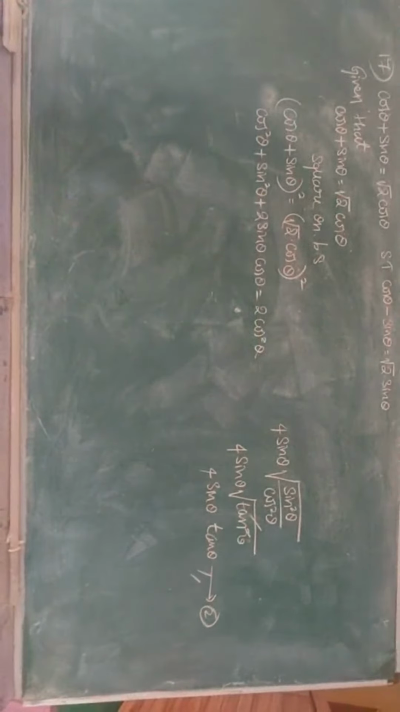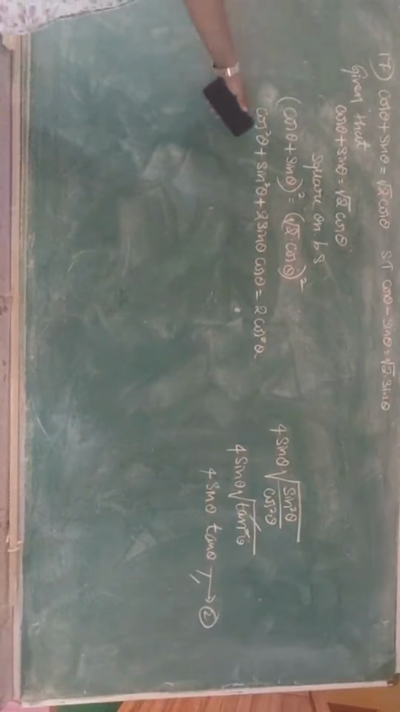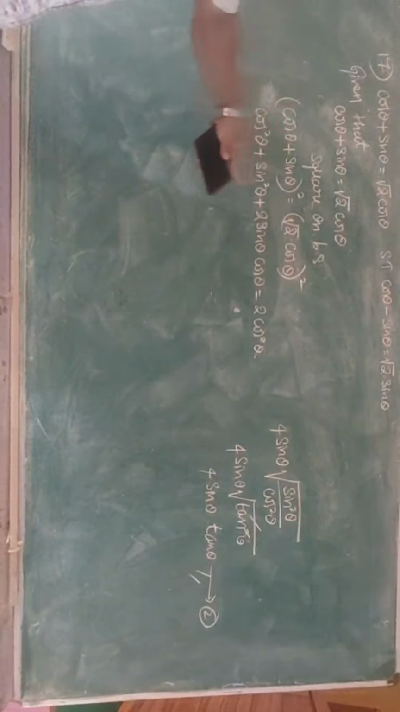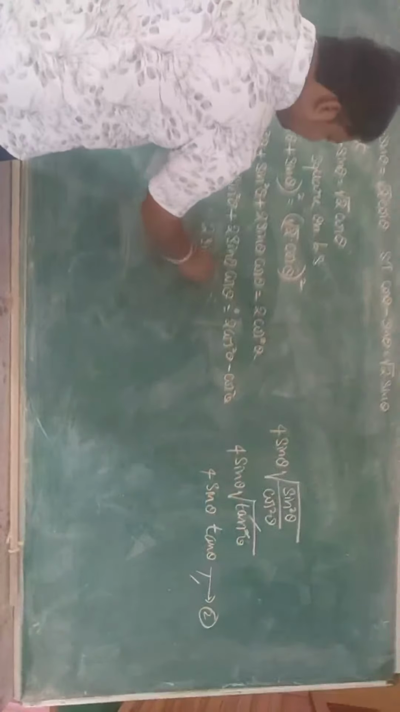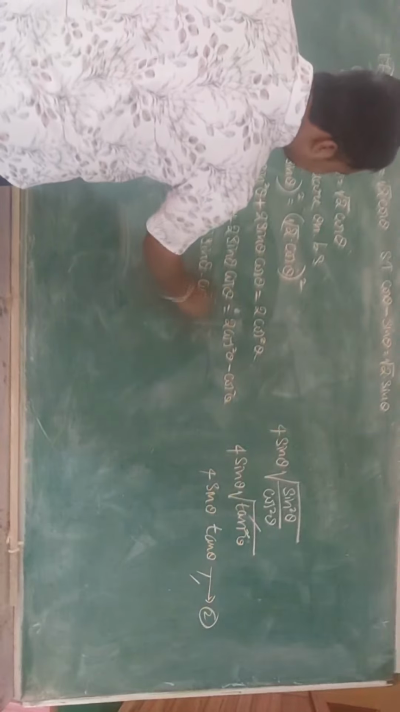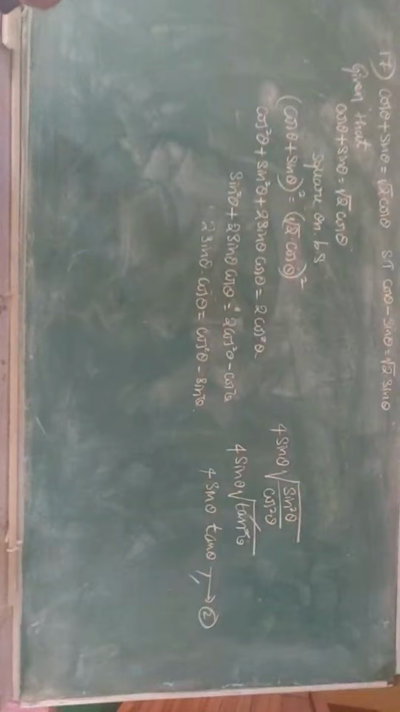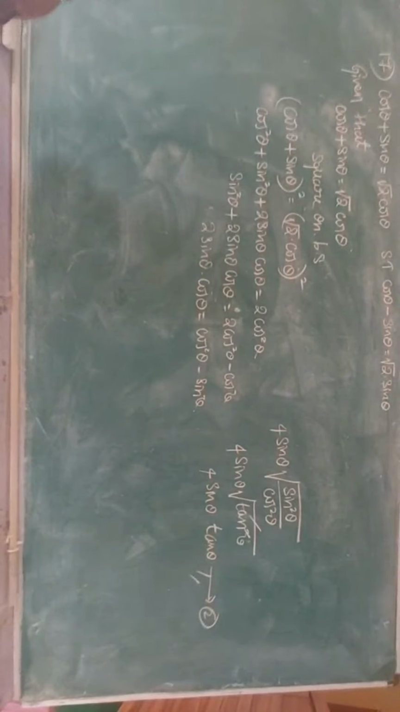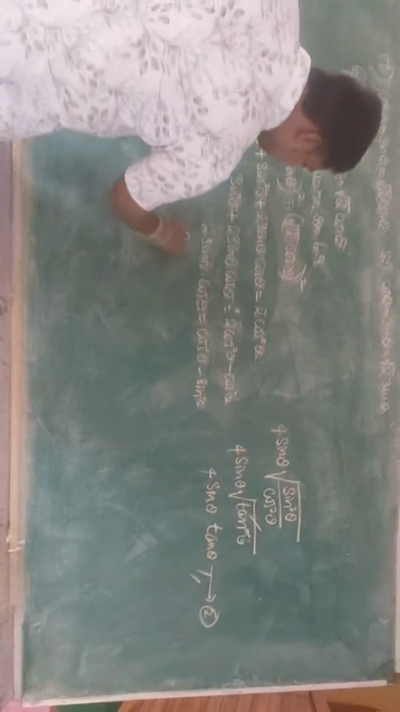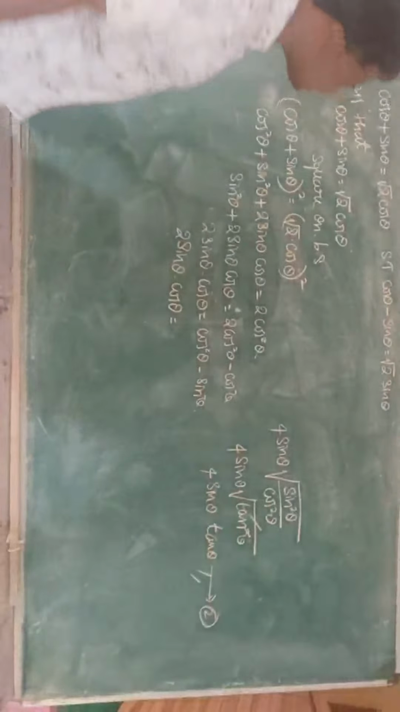Am I right? Yes. Now, what can we do? This cos square theta we can transfer to the right hand side. Here cos theta into cos theta is cos square theta minus sin square theta. Am I right? Yes. Now 2 sin theta into cos theta, right as it is.